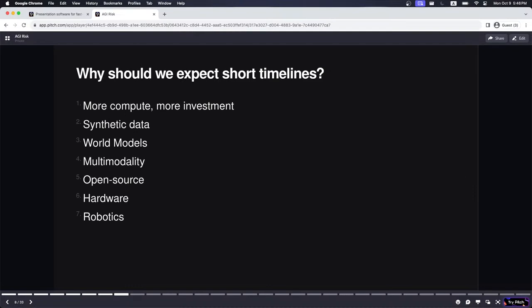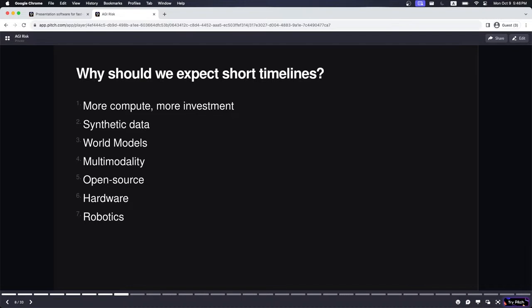So why should we expect short timelines for AI? Well, there's a few different reasons. The first reason is more compute and more investment. As I'm sure you all know, VCs are freaking out about AI and what it will be able to do. And people are investing billions and billions of dollars into it. GPT-4 was trained on an estimated budget of, I think, around $100 million. Google could invest 100 times as much money and 100 times as much compute in training an even bigger model than GPT-4 without making much of a dent in its cash stockpile or its compute cluster.